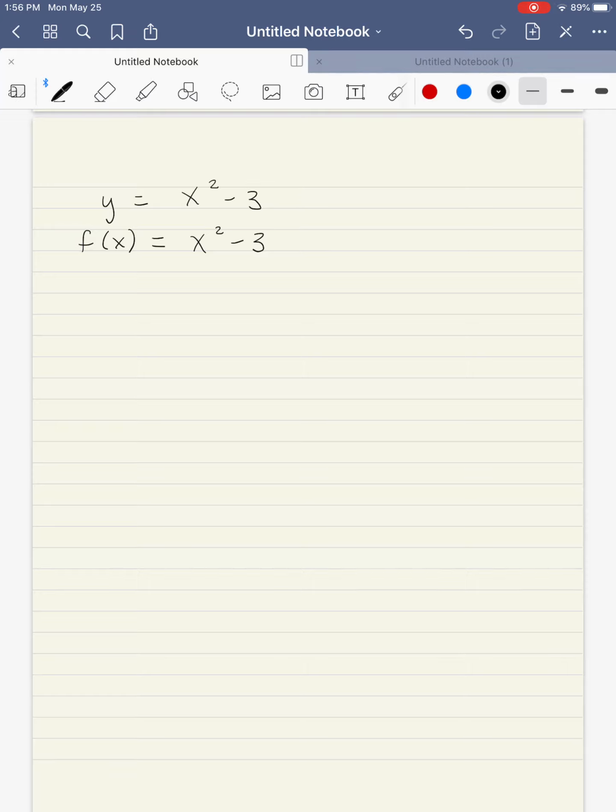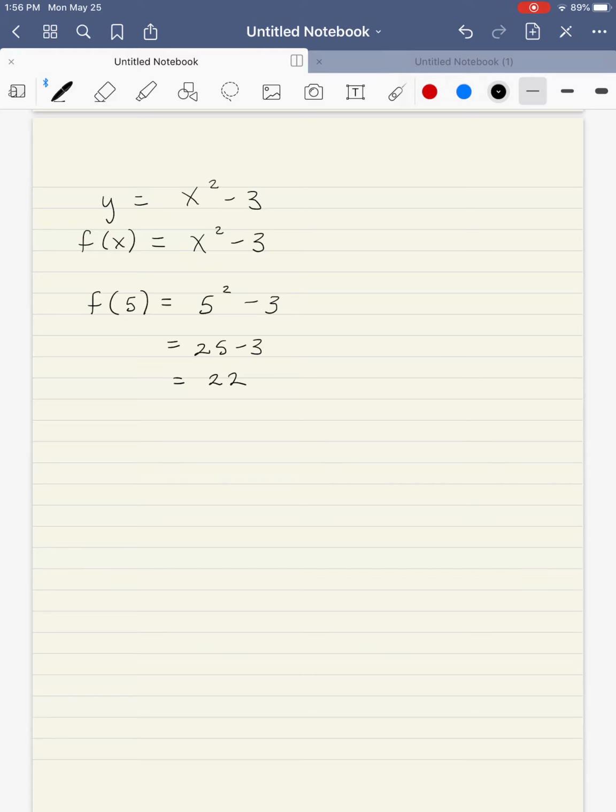f of x means, if I'm looking at my function f, and I start with the value x, what does it plot to? And that would be my value y. So I can use function notation to find the function value of many different numbers. For instance, f of 5. That means put a 5 where the x was and evaluate.